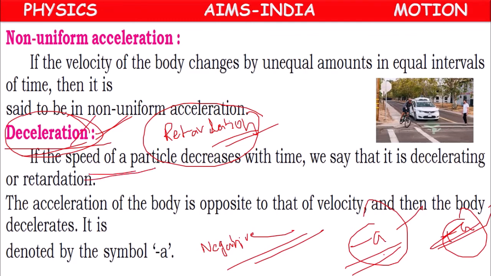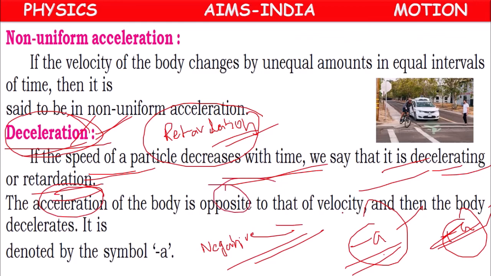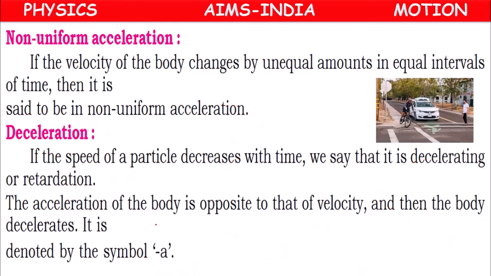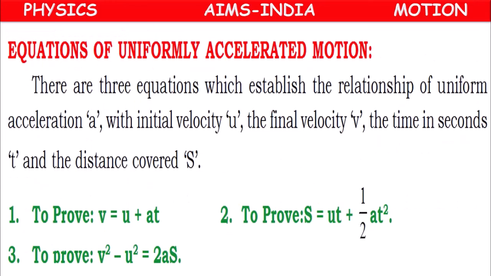If the speed of a particle decreases with time, we can say that it is decelerating or it is in retardation. So deceleration is the opposite of acceleration. The symbol for deceleration is minus a. Okay, children. So next.